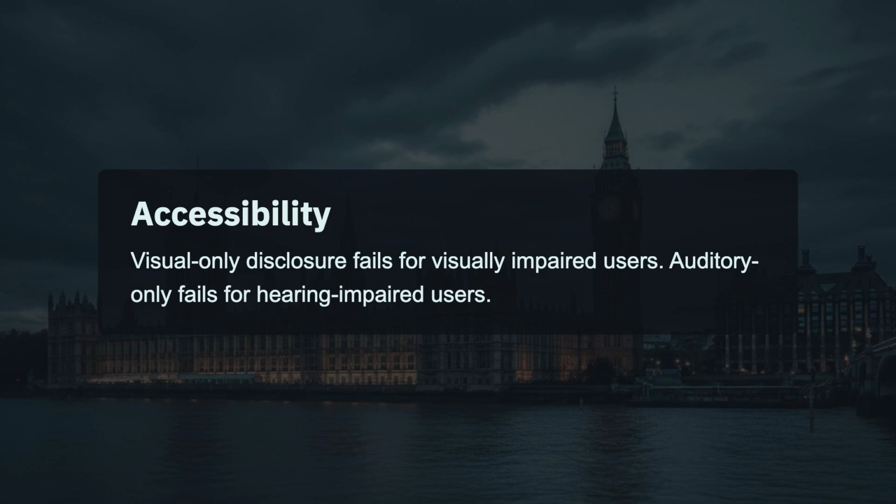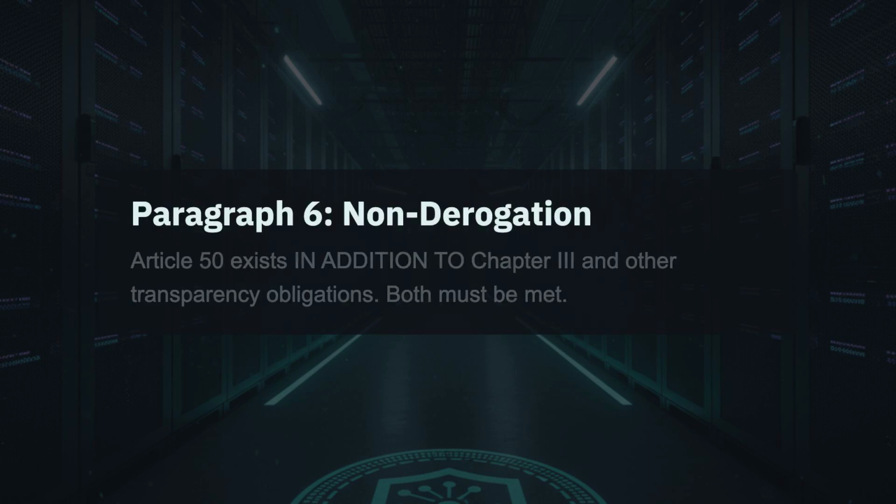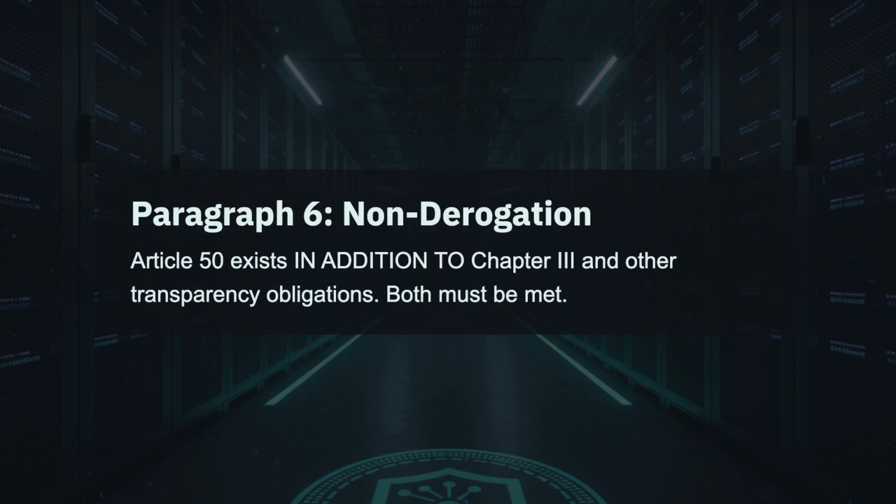The accessibility requirement means disclosure must conform to applicable accessibility standards: web content accessibility guidelines for digital content, and relevant national accessibility legislation for other contexts. Disclosure that is only visual fails for visually impaired users. Disclosure that is only auditory fails for hearing impaired users.